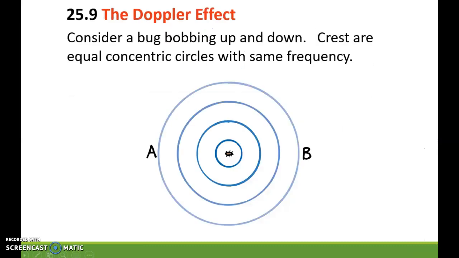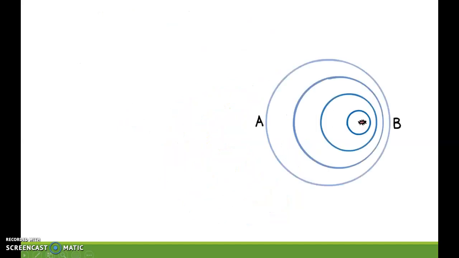All right, so the Doppler effect. So this is just one of the concepts in the waves that I want you to understand. Consider this is a little tiny bug in a pond, and he's bobbing up and down. Say this is the bug here in the middle, and these are the circles, the waves that he's making that go outward. Now notice they are concentric, which means they are all the same frequency and that they are even. Now that same bug is traveling towards the right in this direction. Okay. What do you notice about the new circles, the new waves?